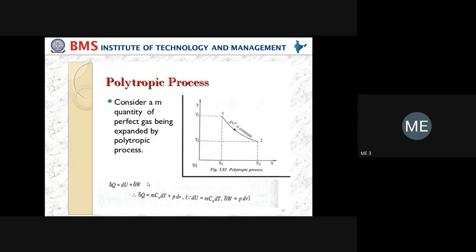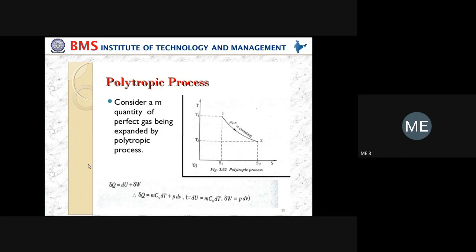Like that, we have one more property called H, enthalpy. The enthalpy is given by U plus PV, and another formula for enthalpy is dH equals mCp into dT. So these two formulas you should remember. Whatever the process is, whether it is constant temperature, constant volume, constant pressure, adiabatic or polytropic, du, that is the internal energy, is a function of temperature only, and it is given by the formula mCv into dT.